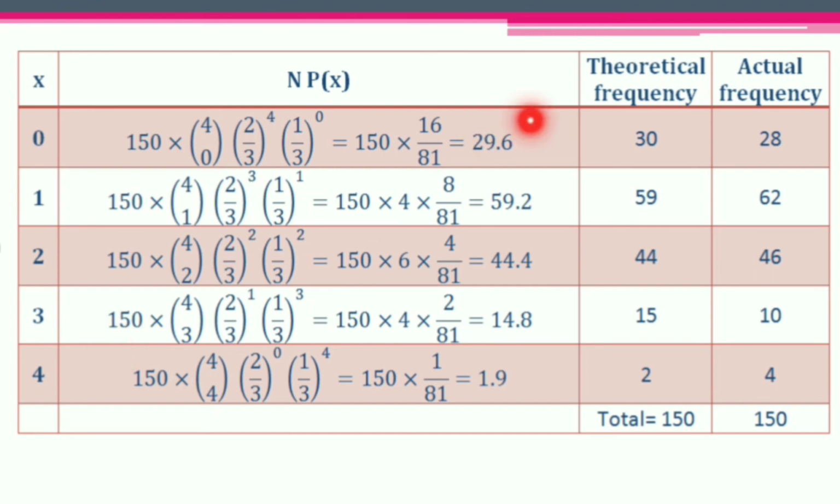After calculating all these values, we'll take approximate, near about values to all these values. So the nearest to this is 30, we are rounding it off. This is 30, this will be 59, this will be 44, this will be 15, and this will be 2. If you take the total of this, it will become 150, and in actual frequency also the total is 150. So this is how we fit a binomial distribution to any given data.